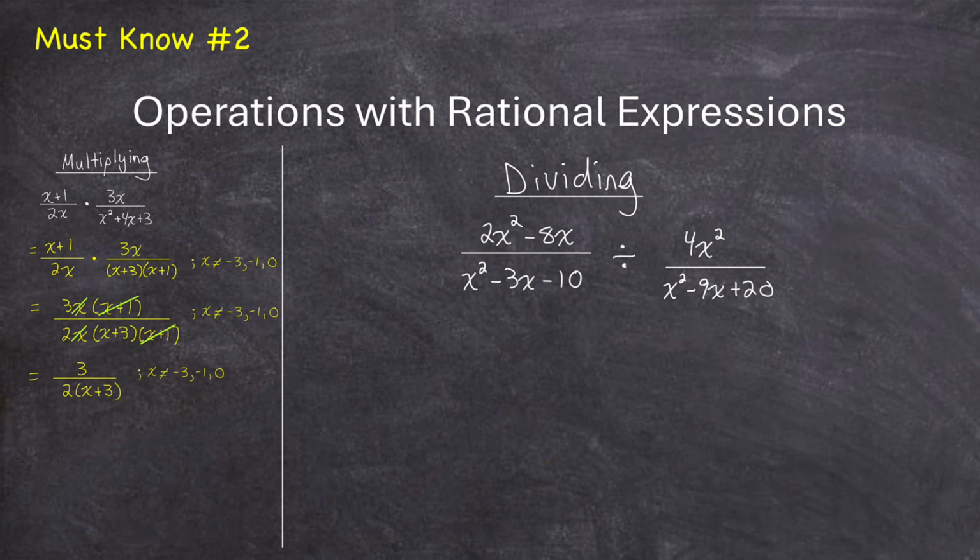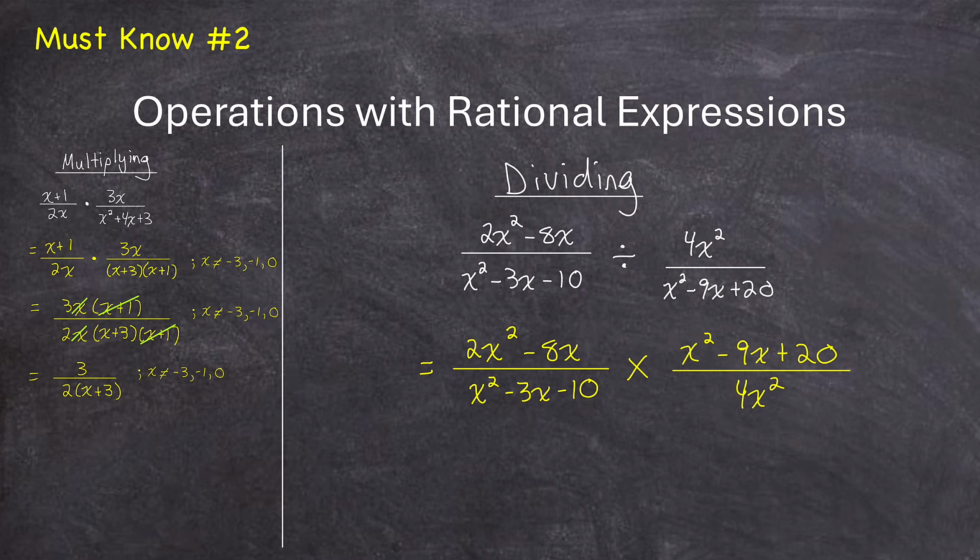Next up is dividing rational expressions. The rule for dividing fractions says to keep the first fraction exactly the same, change the division operation to multiplication, and flip the second fraction, write its reciprocal. And now this is just like a multiplication question. Before actually multiplying these rational expressions, we should check if anything is factorable. I can common factor 2x squared minus 8x. I can common factor out a 2x. This quadratic can factor to x minus 5 times x plus 2. And this quadratic can factor to x minus 5 times x minus 4.